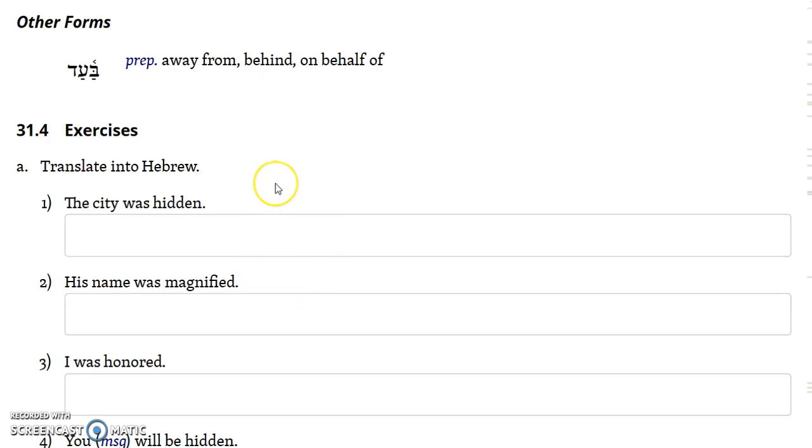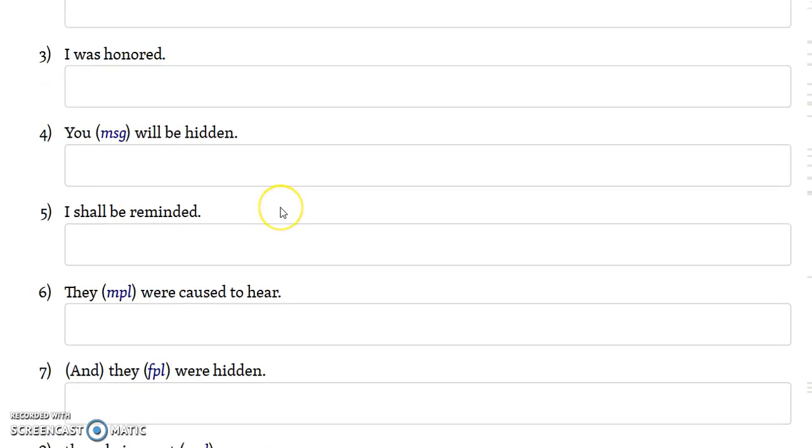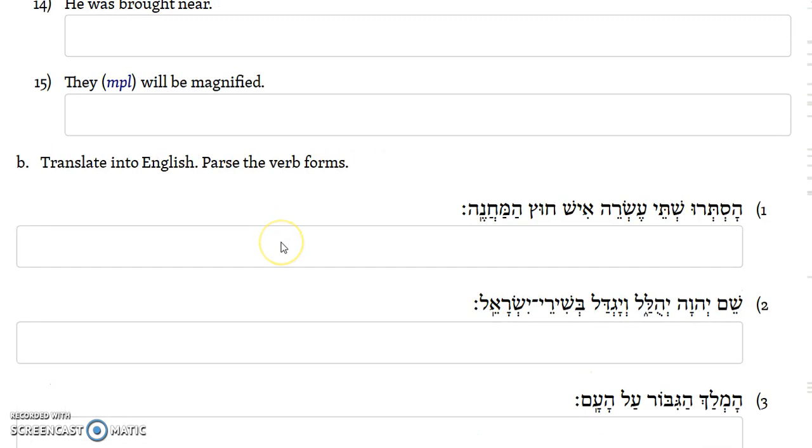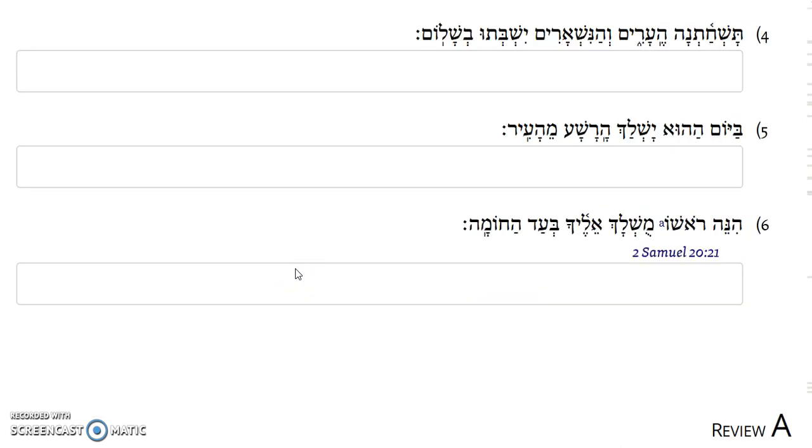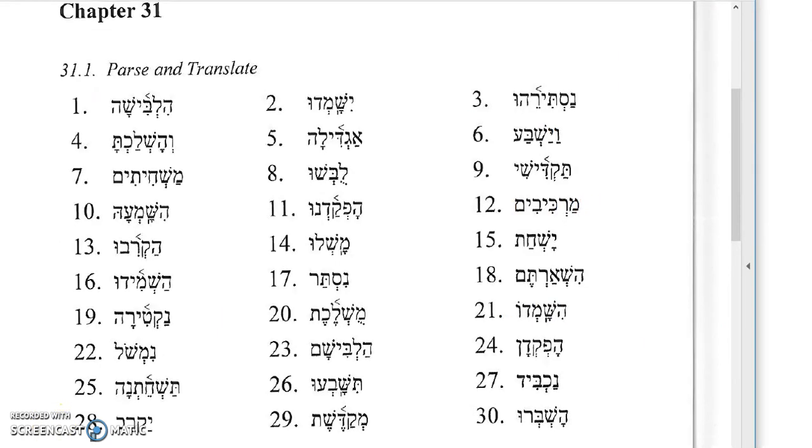As far as translation, you should translate into Hebrew different forms, emphasizing the hifil forms. And then there'll be translation work where you'll translate into English, parse any forms that you find. And one of those, at least, is from a specific biblical text. For the rest of this video, let's do some drilling on forms from Clemens. This is section 31.1, Parse and Translate.